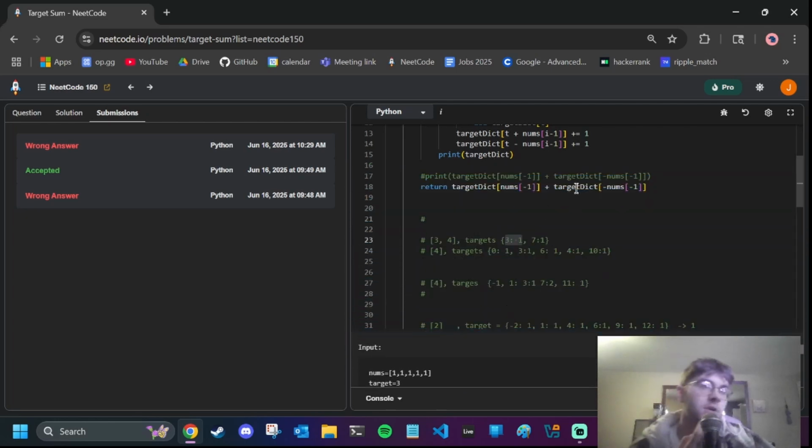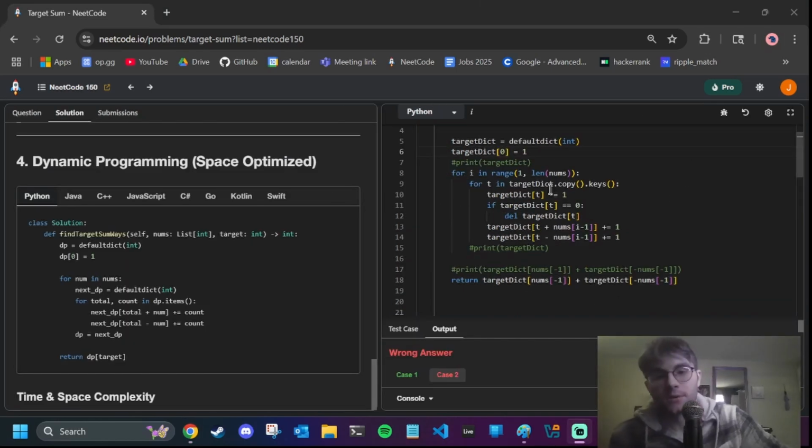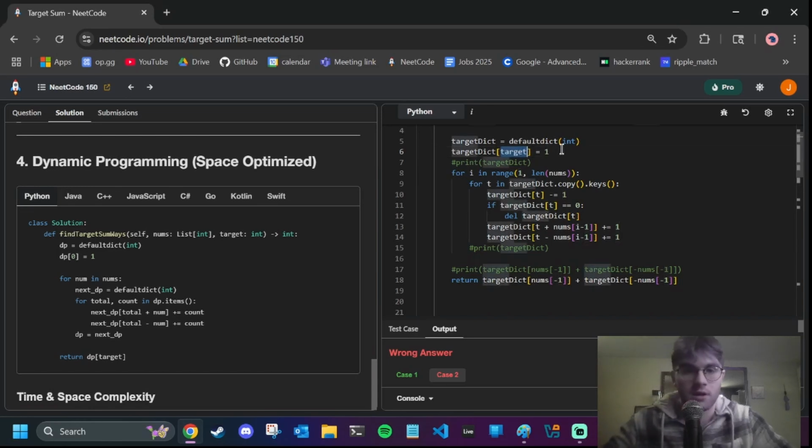Alright, I'm going to look at the solution for this one, and I'll come back. Okay, I'm back. So after looking at the solution, I realized I was kind of on the right track. There's just a couple things that I was missing.